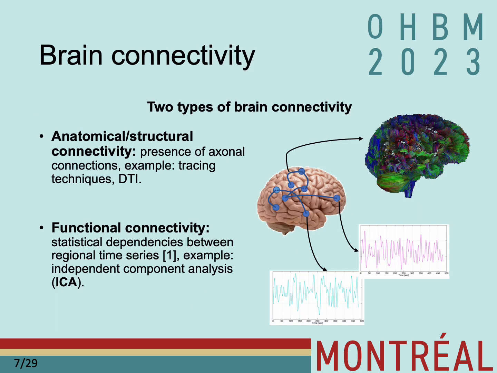There are two kinds of connectivity based on the neuroimaging information. Structural connectivity is basically the existing fiber pathways in the human brain, as shown in the picture. And functional connectivity is based on a statistical dependency of regional activity, where these regions can be defined by independent component analysis or any other methods.